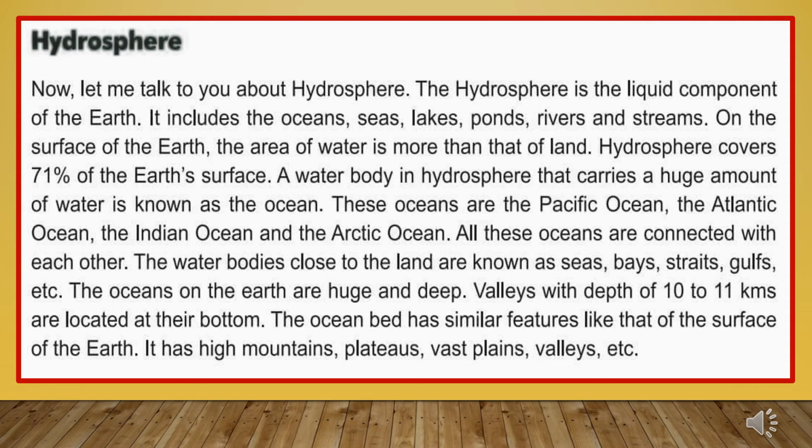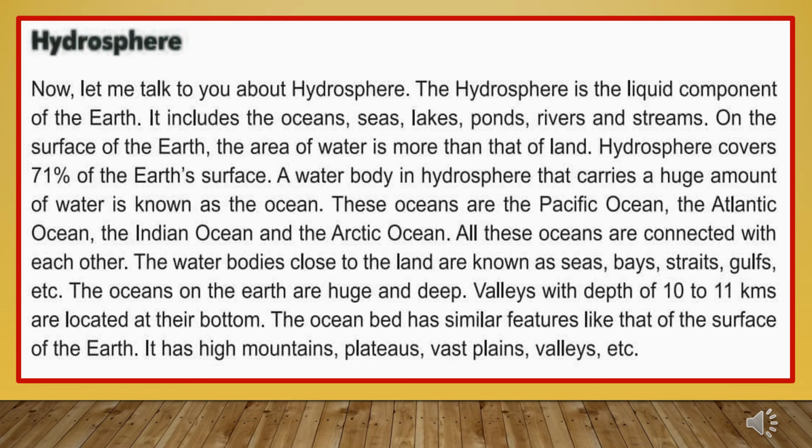Hydrosphere covers 71% of the earth's surface. A water body in the hydrosphere that carries a huge amount of water is known as the ocean. These oceans are the Pacific Ocean, the Atlantic Ocean, the Indian Ocean, and the Arctic Ocean. All these oceans are connected with each other.